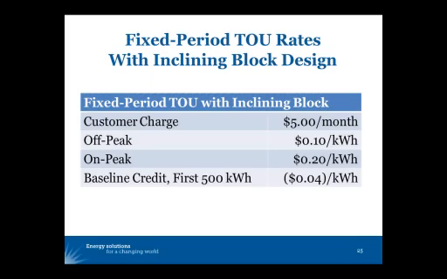As the use goes above 500, the 4-cent credit just turns into a $20 a month discount on the bill. It doesn't matter when their consumption occurs.